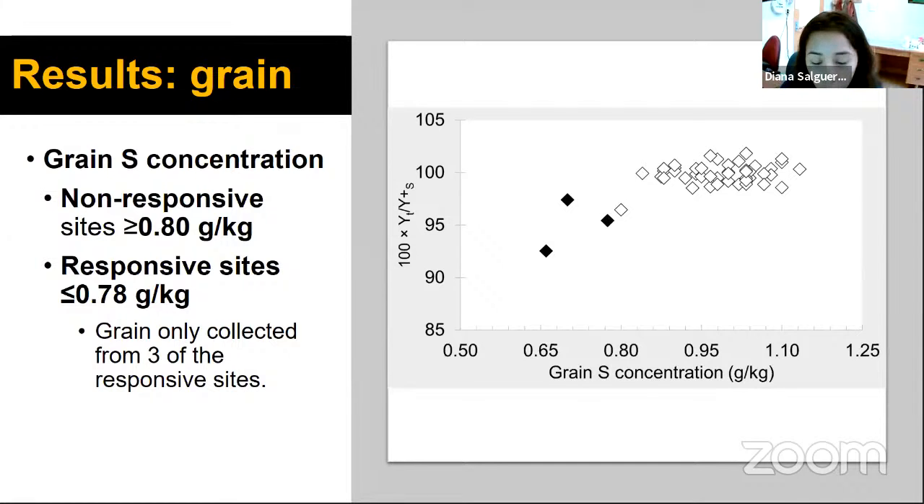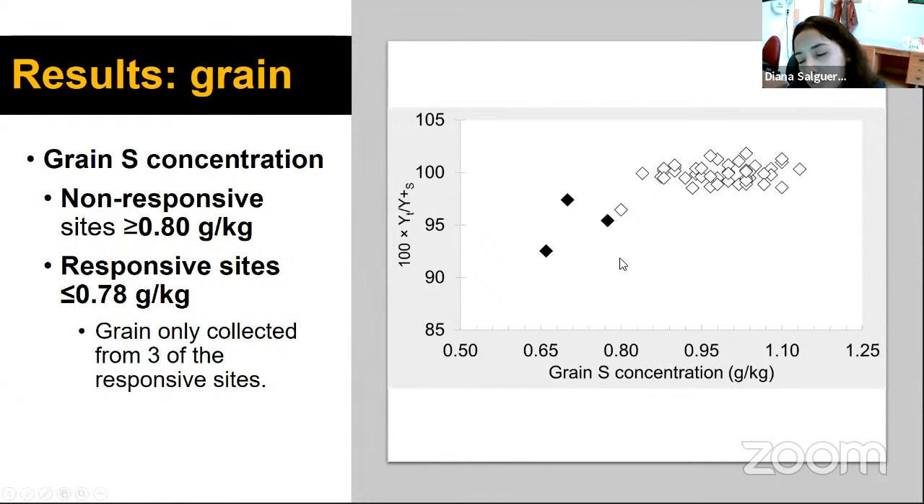Now, what happened to sulfur in the grain? Once again, I have here my y-axis that is similar to what I explained before, the way we calculate it. The solid symbols represent the locations where we had significant response in yield. Based on this, we found that the grain sulfur concentration in these locations that show a significant response had values below 0.8 grams of sulfur per kilogram.